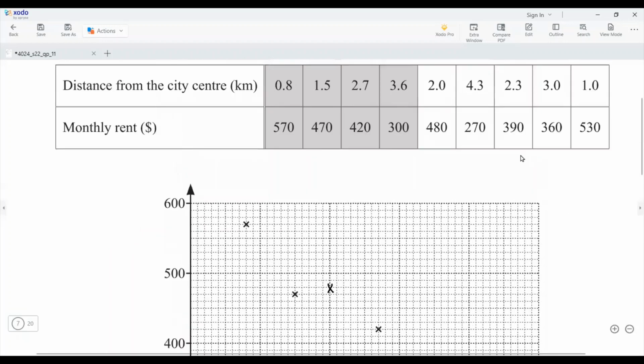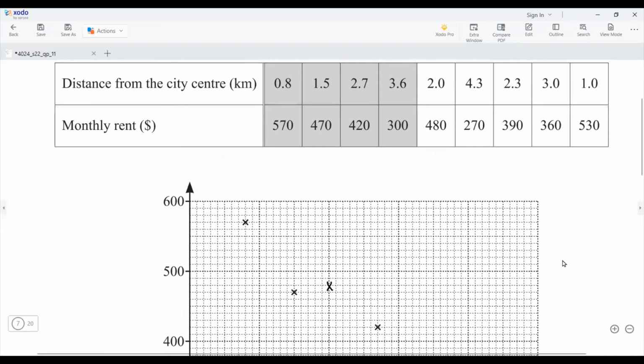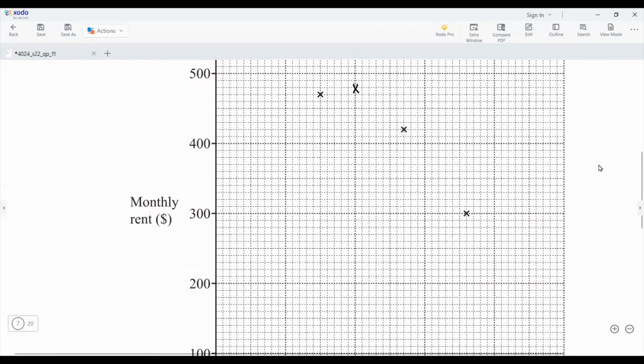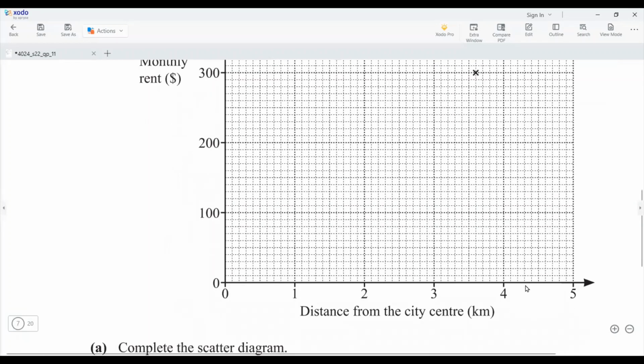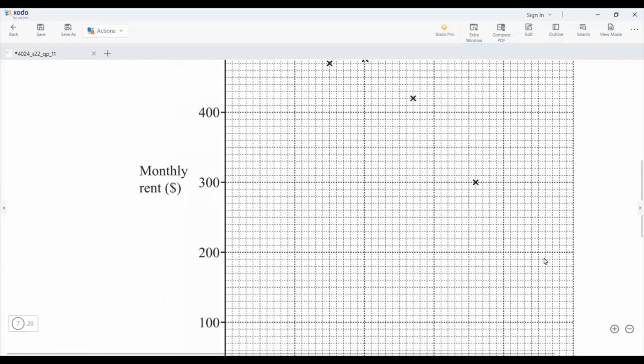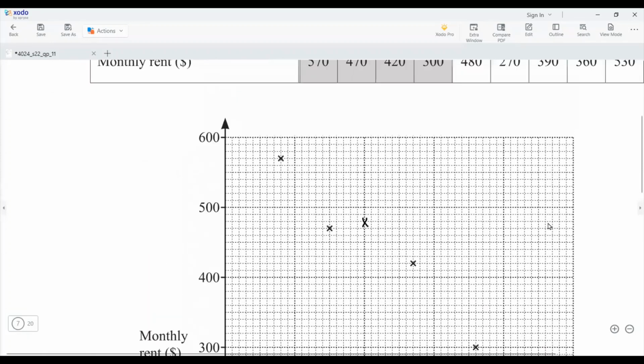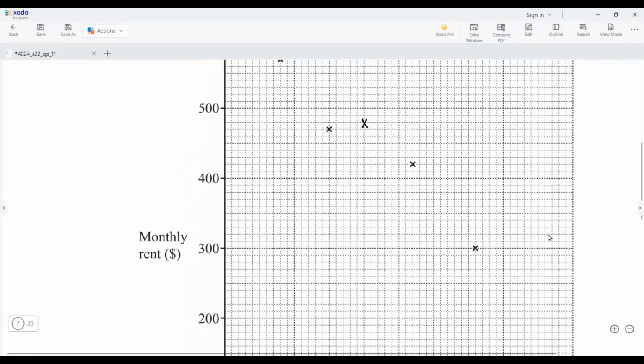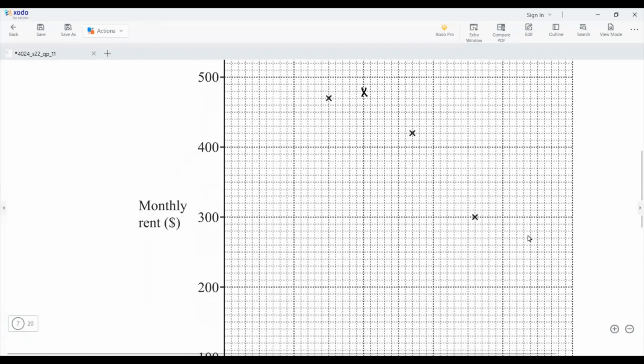So next one after 2, it is 4.3 and 270. 4.3 on the x-axis, 3 boxes here, and it is 270. Where does 270 lie? 270 is lying 3 boxes under 300. So it is done here.